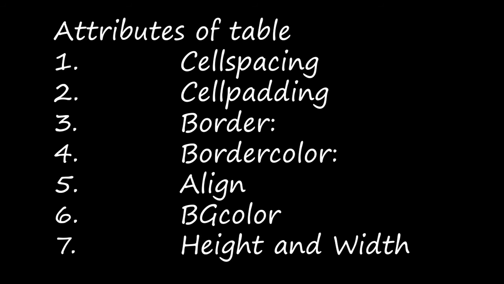Okay, and the next one, border color. This is used to apply color to the border lines, right? And the next one is align. This is used to set the position of the table within the browser window. Left is the default position. You can either align it to right or center by using the value of align attribute, right? And the next one is BGcolor. That is used to apply the background color of the table.